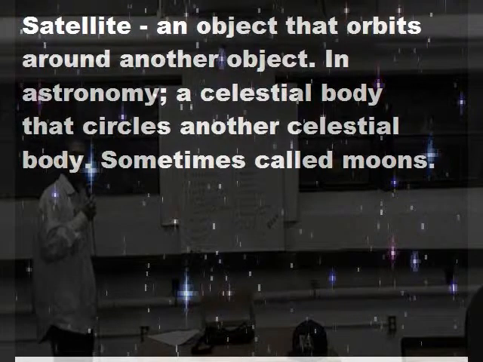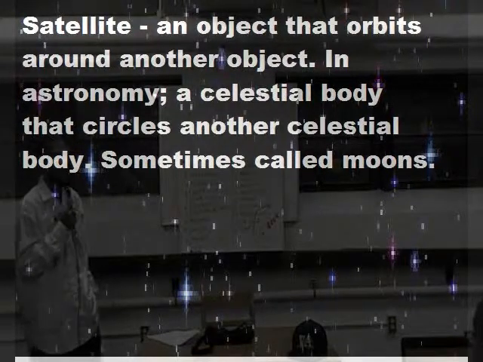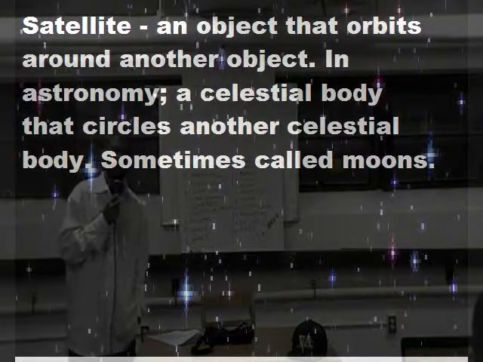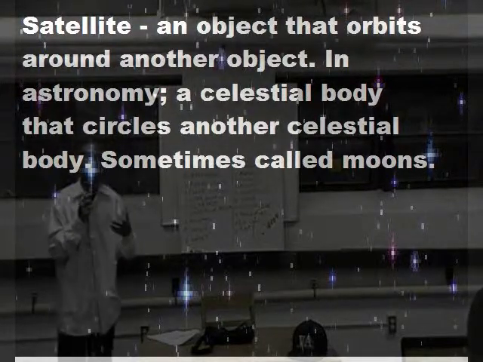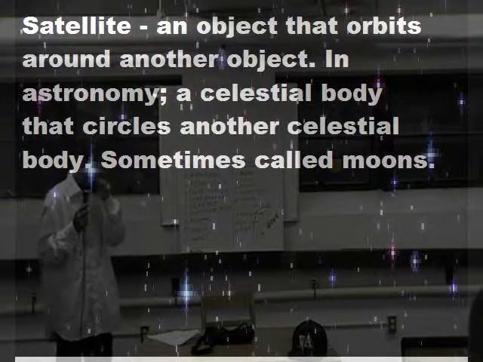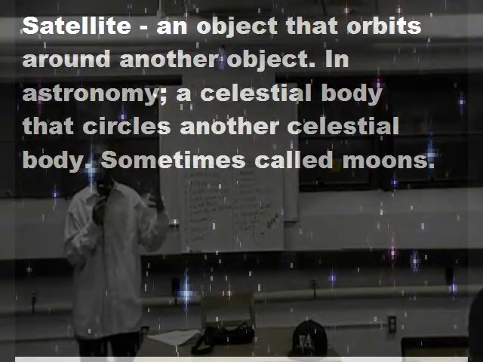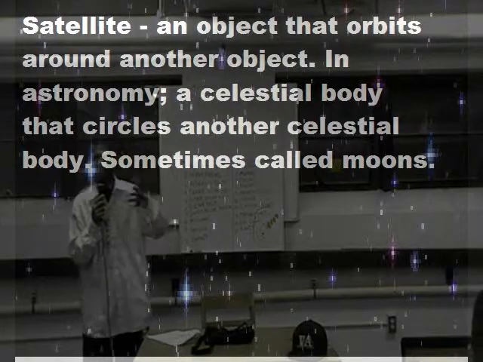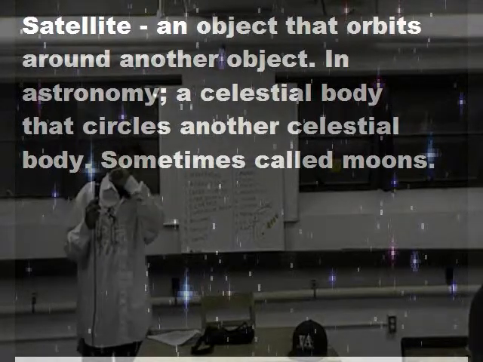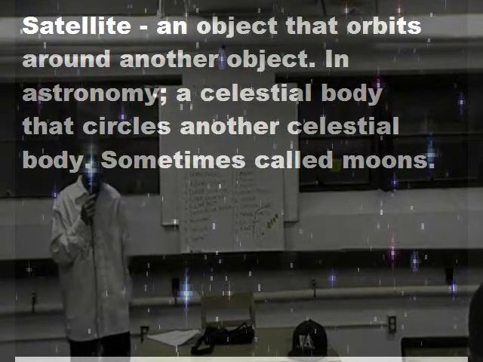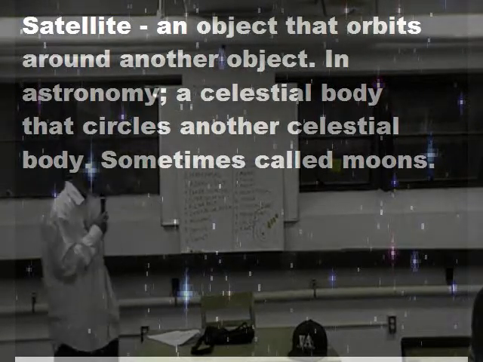Okay? Everybody get that? Make sense? So it's just a body that circles another body? That's it. In astronomy, it's a celestial body, excuse me, that is attached to another celestial body by its gravitational pull. Much like the moon around our Earth. You understand? Makes sense? Yeah.